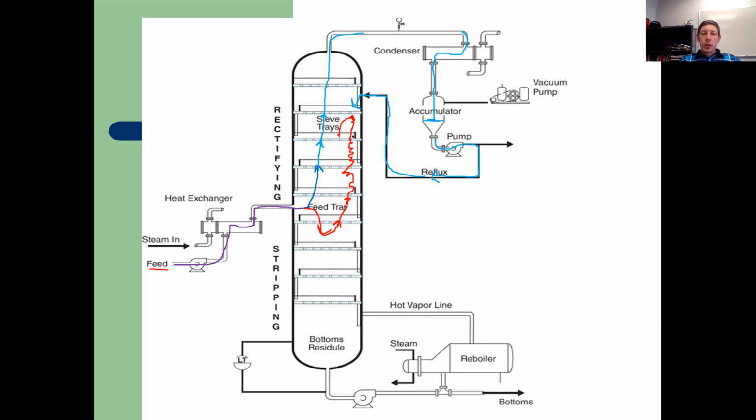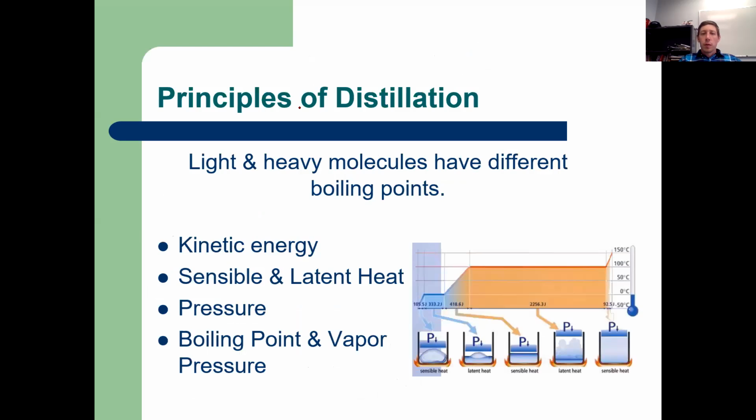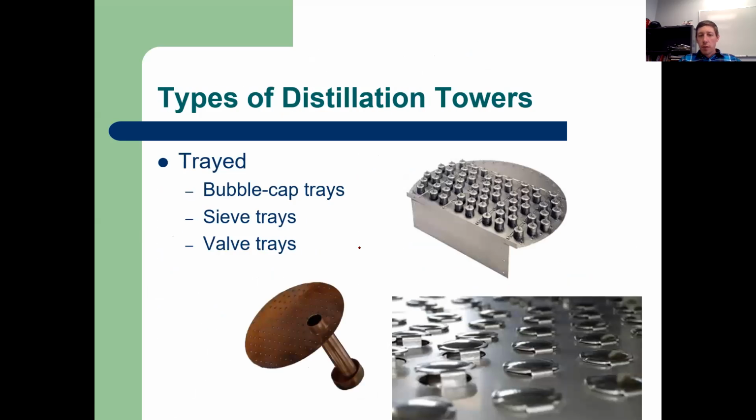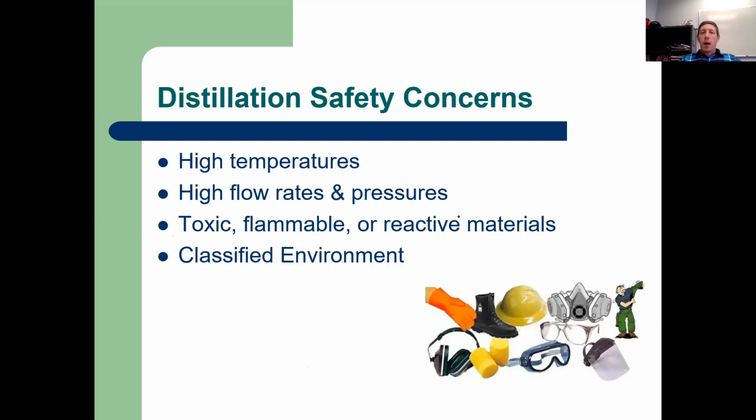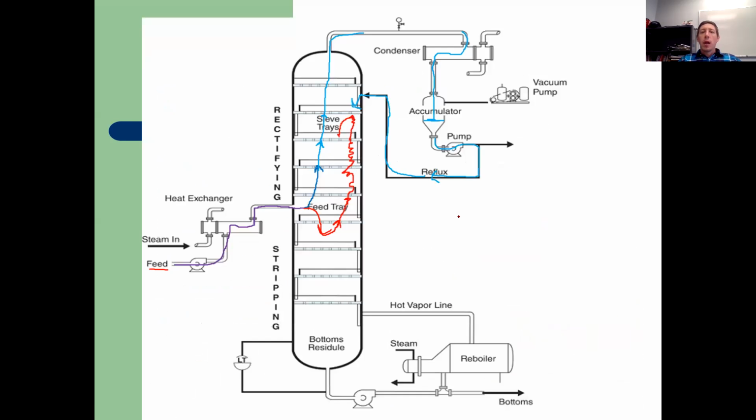Now, if you'll notice, each one of these trays has a little weir on it. If we go back to our picture of the trays, they each have a little weir. This is a weir right here, showing a weir right along here. And a weir is like a dam, and that weir is going to hold a level of liquid on each of these trays.